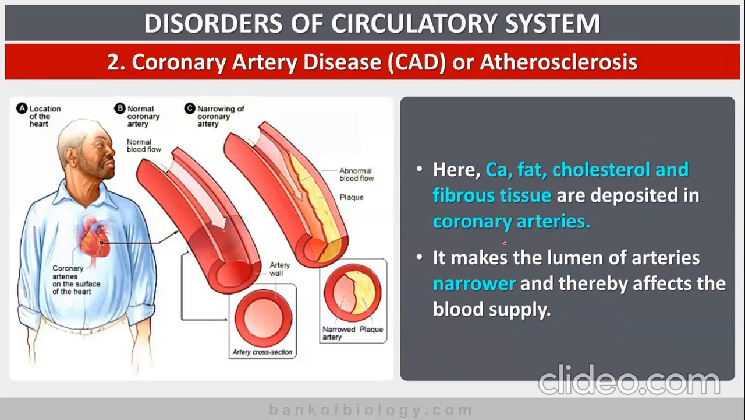The second one is coronary heart disease, the CAD or atherosclerosis. Here what happens is calcium, fat, cholesterol and fibrous tissues are deposited in the coronary artery, if you can find. This makes the lumen of the arteries narrower, and thereby the blood supply is completely affected.